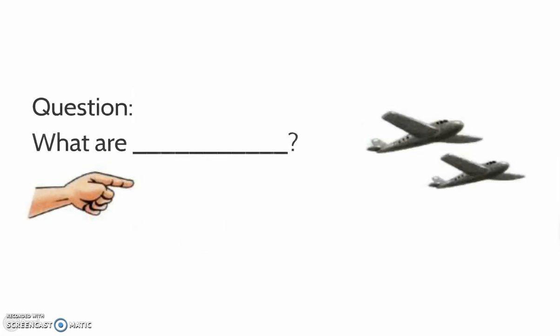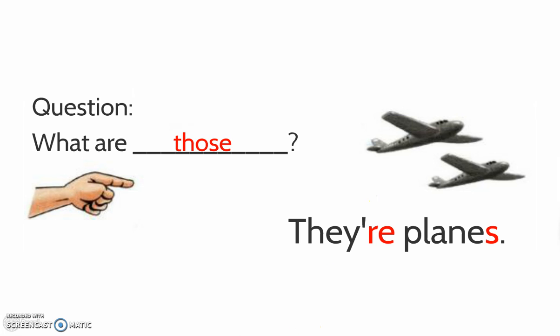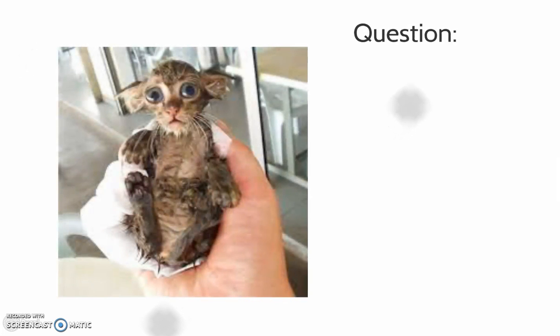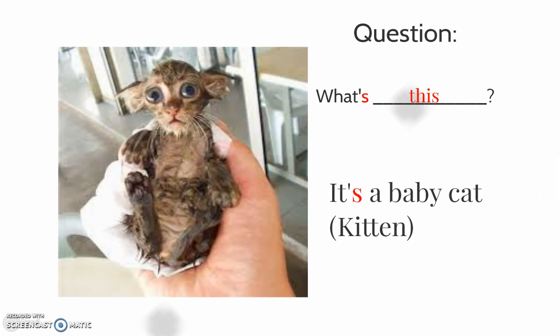Okay. So now I'm going to ask you some questions and I would like you to answer. Question. What do we use? These, that, or those? Very good. Those, because as you can see, they are far. Okay. And what are those? Those are planes. They're planes. Okay. Let's try again. Have you made up your minds? What's this? You see, you're holding it. It's on your hand. What is this? It's a baby cat or a kitten.